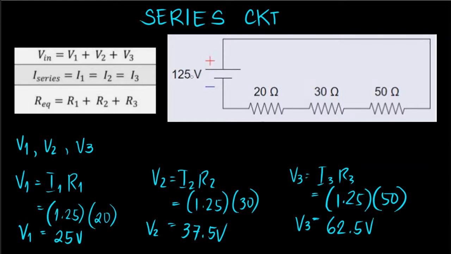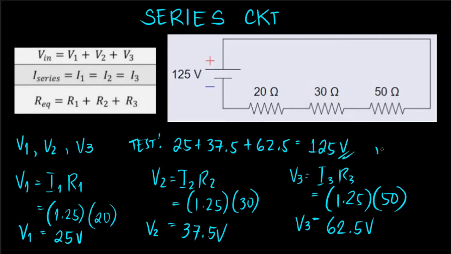So, our source is 125, right? Test it: 25 plus 37.5 plus 62.5 is equal to 125. So, let me note that, you see. Testing: 25 plus 37.5 plus 62.5 is indeed equal to 125 volts. So our addition is correct.